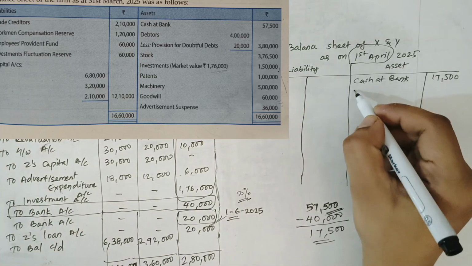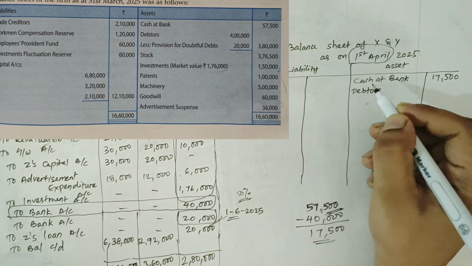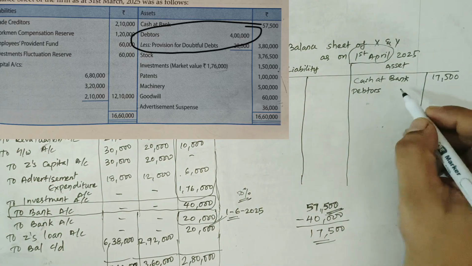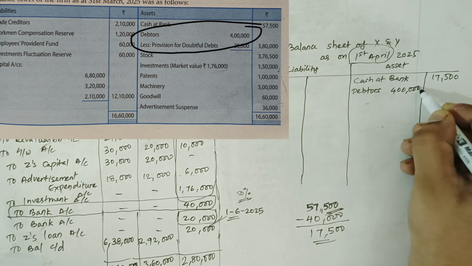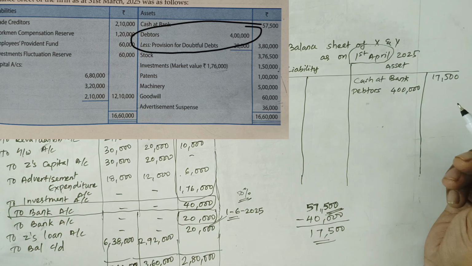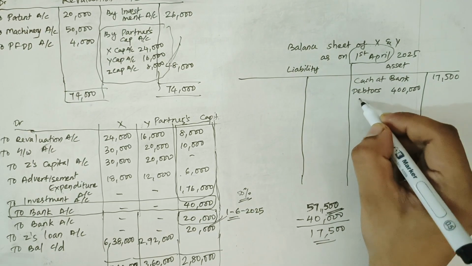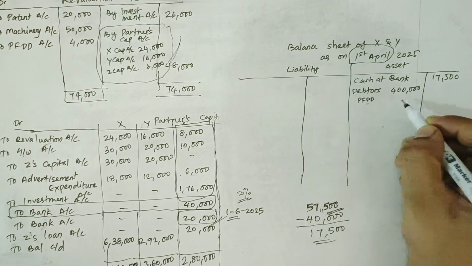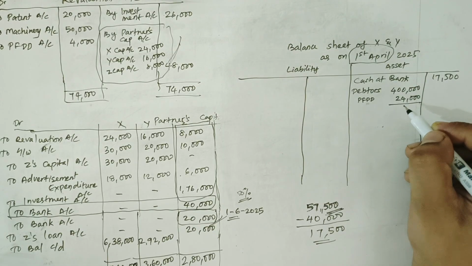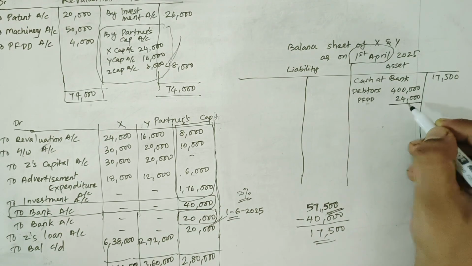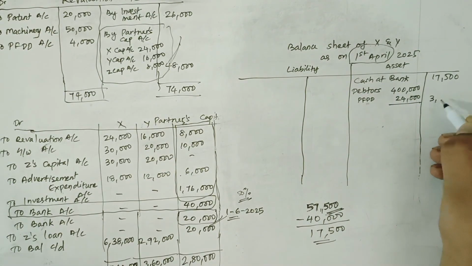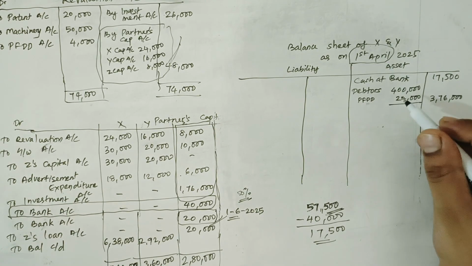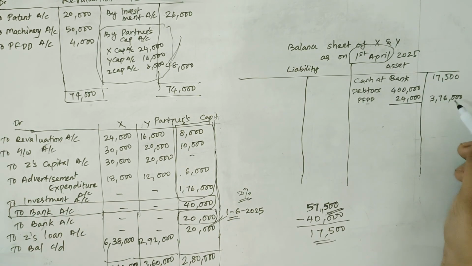The next one, debtors. In the old balance sheet, the value of debtors was 4 lakh, and the provision for doubtful debt was raised to 6%, which is 24,000. In the old balance sheet, the provision for doubtful debt was 20,000. It has been raised to 6%, so it is 24,000. So the value of debtors is reduced to 3,76,000.